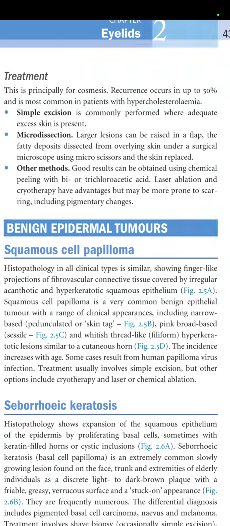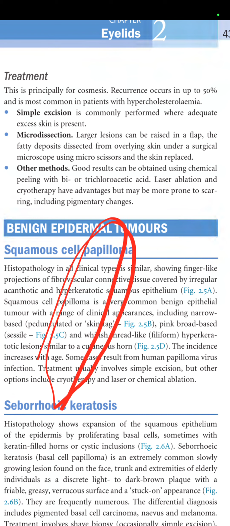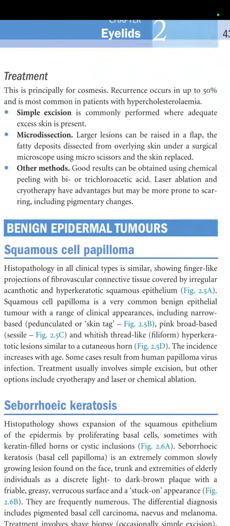Microdissection is for the larger lesion, which can be raised in flaps, the fatty deposit dissected from the underlying skin under the surgical microscope using a micro scissor, and the skin replaced. So microdissection is basically, if there is a very large xanthelasma, you just raise that flap and then remove the underlying fat from it, and then you place the flap back. This is called microdissection.